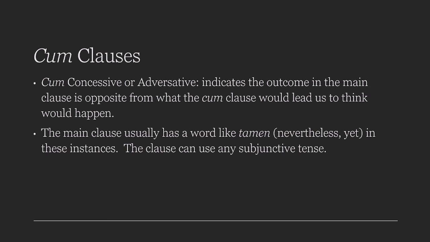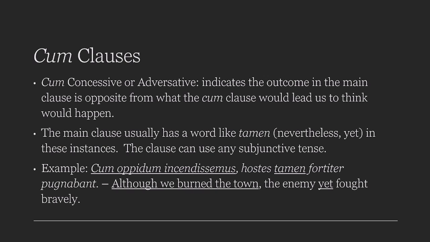So how you would tell this from the cum causal, again, look for that tamen or something like it indicating nevertheless, yet, but, however, because it's going to show you something different from what the cum clause is trying to express. So here's an example. Cum oppidum incendissemus, hostes tamen fortiter pugnabant. Although we burned the town, actually we had burned the town, because it's a pluperfect. Although we had burned the town, the enemy yet fought bravely. Or nevertheless, the enemy fought bravely.